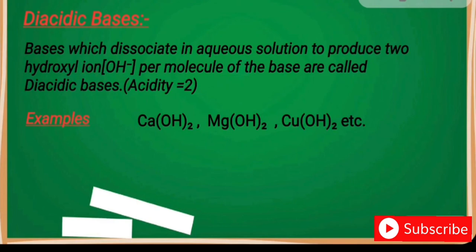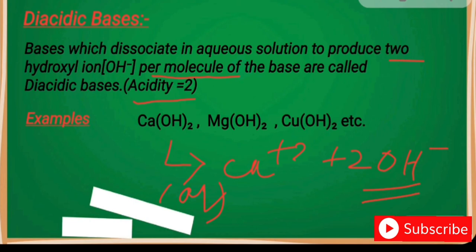Now let us see the diacidic bases. The bases which dissociate in aqueous solution to produce 2 hydroxyl ions per molecule, children, it is very important, per molecule, 2 hydroxyl ions, are known as diacidic. This means the acidity of this base is 2. Calcium hydroxide produces Ca plus 2 ion plus 2 OH minus ions in its aqueous solution. Hence, acidity is 2 and it comes under diacidic base.